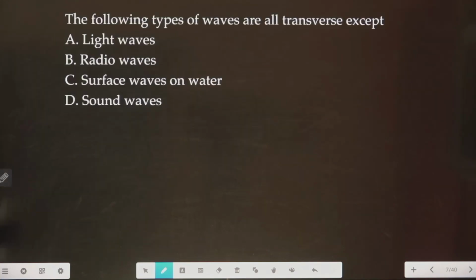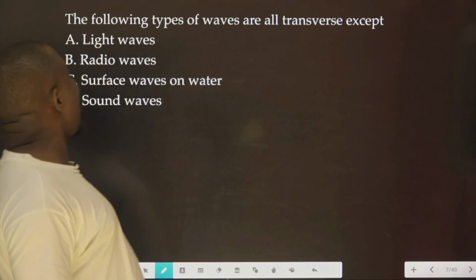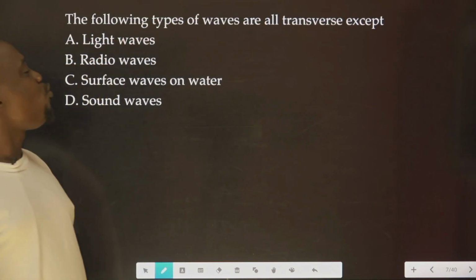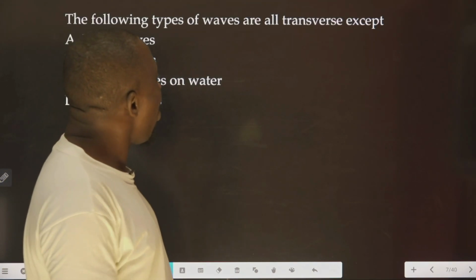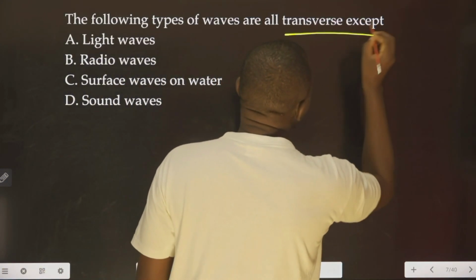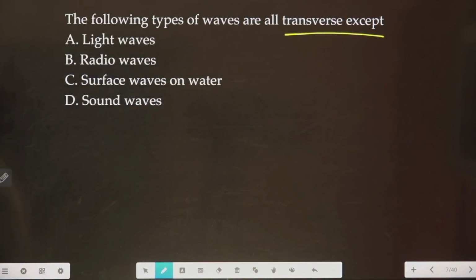That is the meaning. Let's look at this. It says, the following types of waves are all transverse except light wave. Light wave is actually transverse. Radio wave, the same thing.